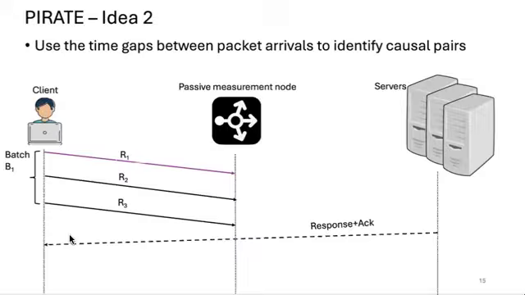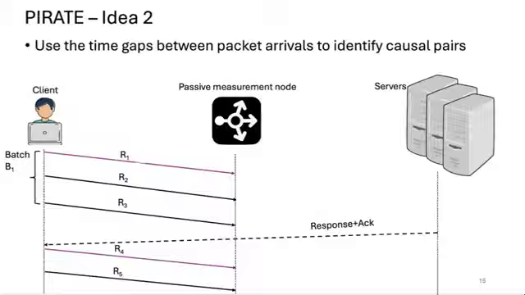It receives a response. When the client receives the response, it sends the next set of requests, which is split across R4 and R5. This is part of the triggered request, represented by batch P2. That is, batch B2 is causally related to batch B1. But how can the passive measurement node know which packets are causally triggered by the previous packets?